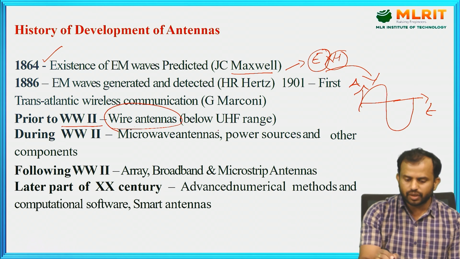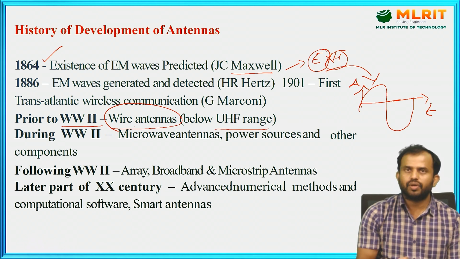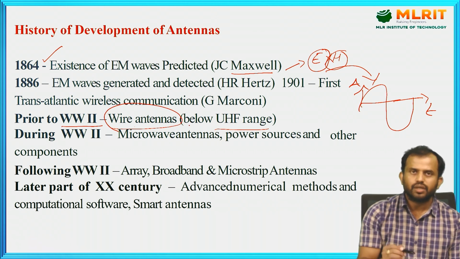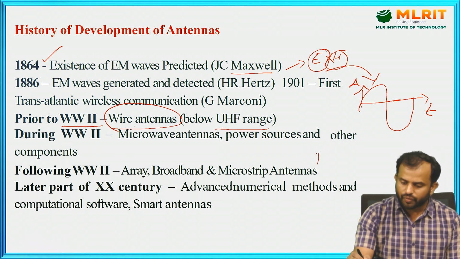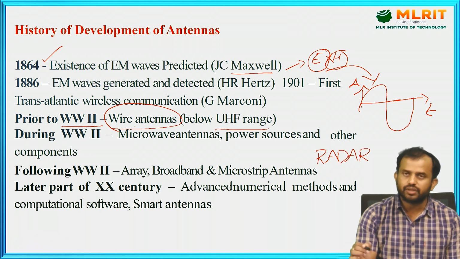These come under the range below UHF, which means high frequency and medium frequency values. At that time we were using only this range. But once we entered World War II, we required radar communication, which means radio detection and ranging communication.